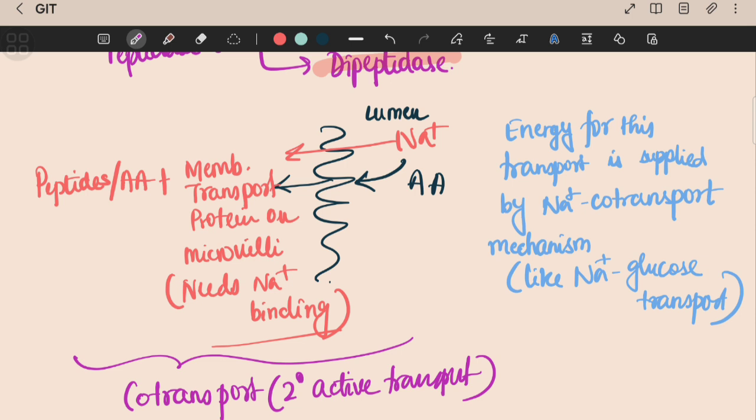So this machinery constantly works against the electrochemical gradient by direct hydrolysis of ATP, that is primary active transport. In this case we have the co-transport mechanism. This is a form of secondary active transport, where the energy that is required is produced by the movement, but there is no direct hydrolysis.